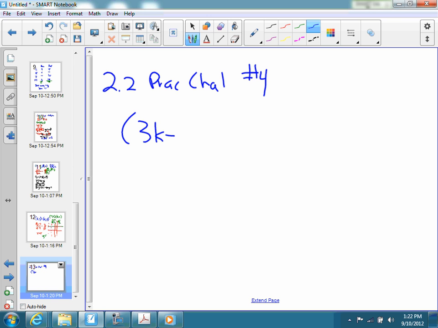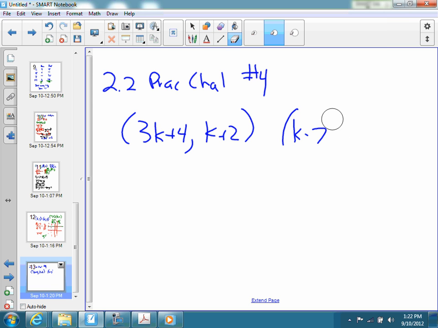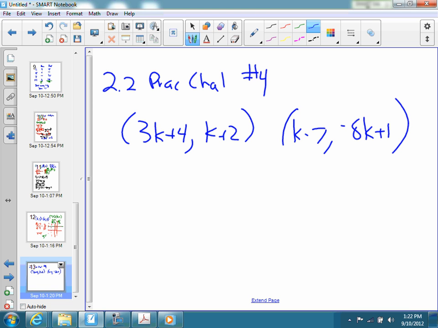3k plus 4, comma, k plus 2. That's an odd looking point, but valid. And k minus 7, comma, negative 8k plus 1. So those are the 2 points this thing's going to go through. They're only giving me 2 points.